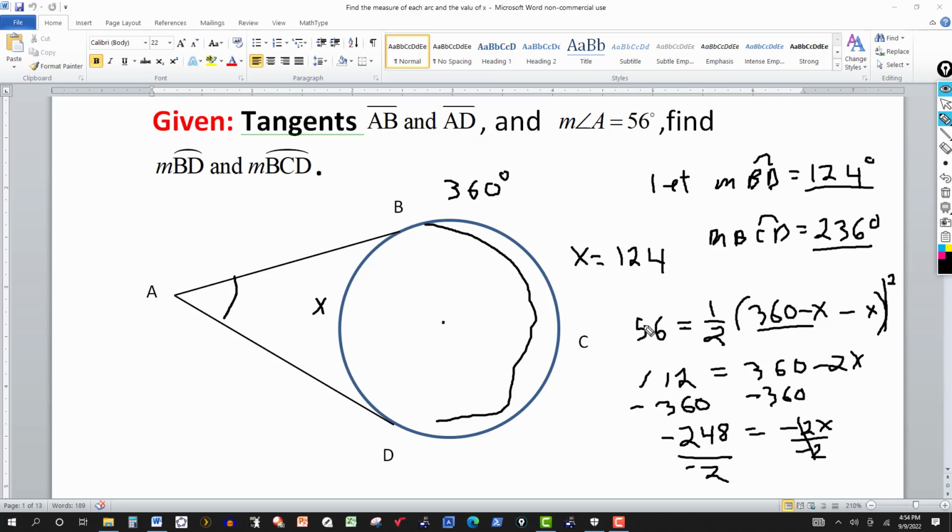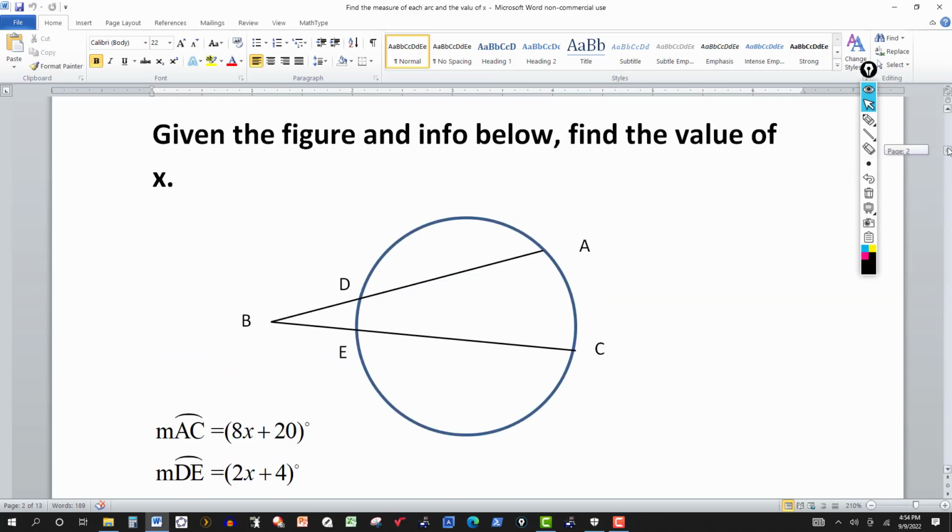And those are your two answers. This one says, given the figure and info below, find the value of x. So here they give you the measure of arc AC, that's this one right here, to be 8x plus 20. And the measure of arc DE to be 2x plus 4.